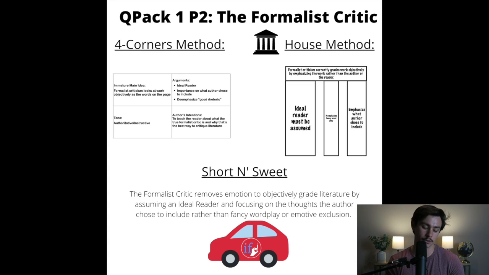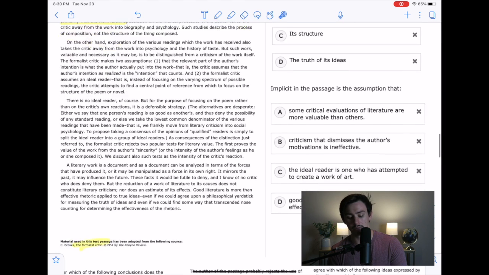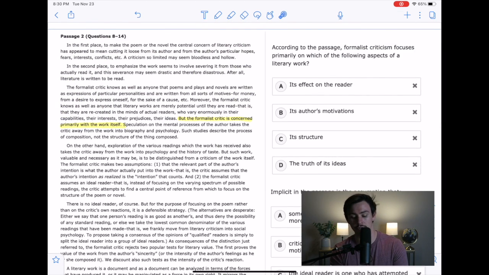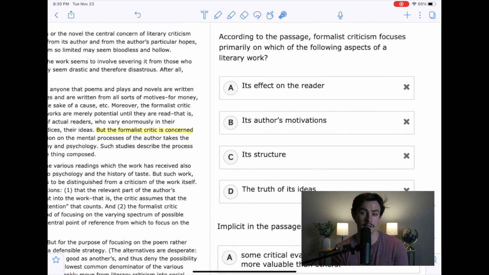And so the ideal reader definitely was talked about a lot, right? We got a whole paragraph and a half on the ideal reader, so it deserves to be in there. I don't know about this first assumption. We'll see. So that's it for the passage. Make sure that you wrote that main idea down because we're going to be coming back to it a lot.